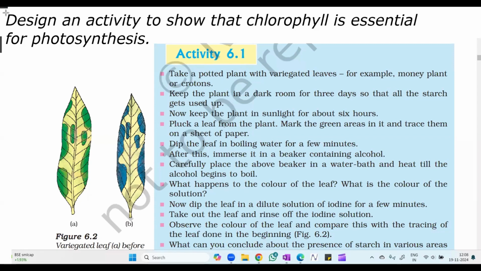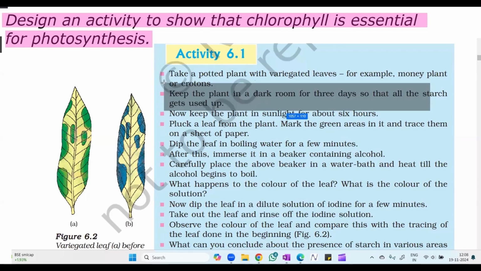The question which is asked from this topic is: describe an activity to show that chlorophyll is essential for photosynthesis. So these are the steps which you'll be writing. First, take a potted plant and keep it in the dark for 3 days. We keep the plant in the dark for 3 days so that it gets de-starched.